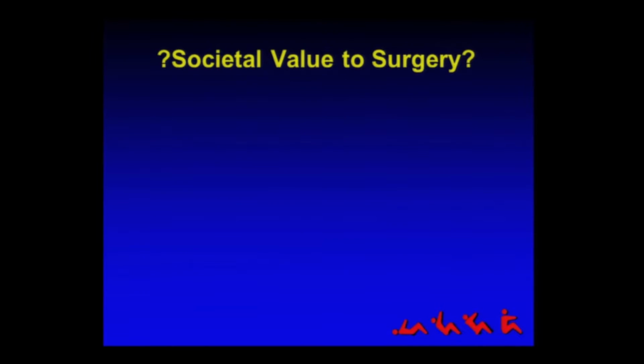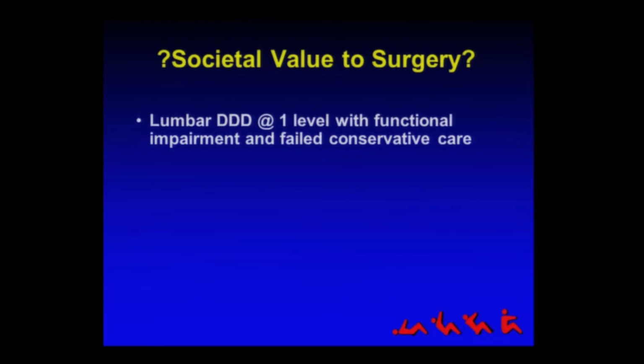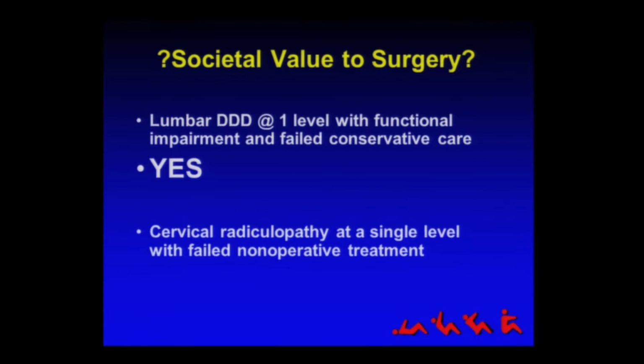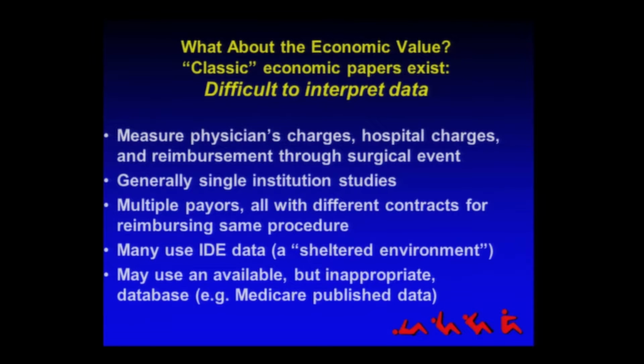So now that we've seen that the outcomes look good, how about the societal value? If we looked at patients who had functionally disabling single-level lumbar disc disease, were they better with surgery? Yes, they were. Patients with cervical radiculopathy at a single level, failed nonoperative care, were they better with surgery? Yes. So those things were clear. So let's shift over, now that we've answered the first question, to the economic question.